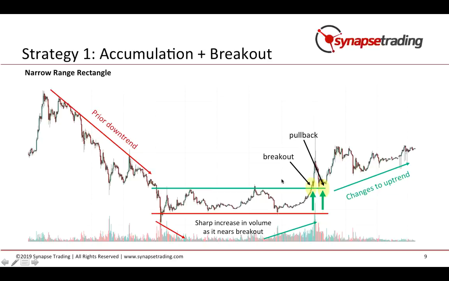And if you miss the first breakout, there's a second opportunity, which is the pullback. The pullback is usually the first pullback that happens after the breakout, where prices go back to test the breakout. There's also a good entry opportunity, and you can see that after that the trend changes to an uptrend. So this whole thing is actually a reversal.